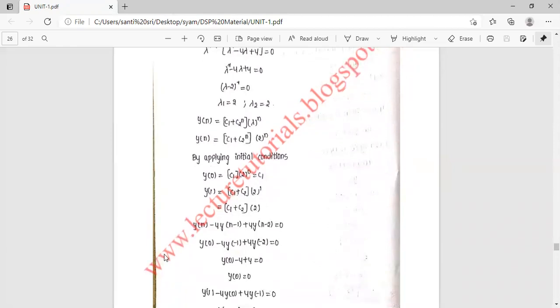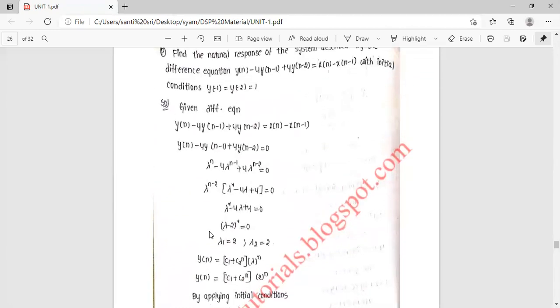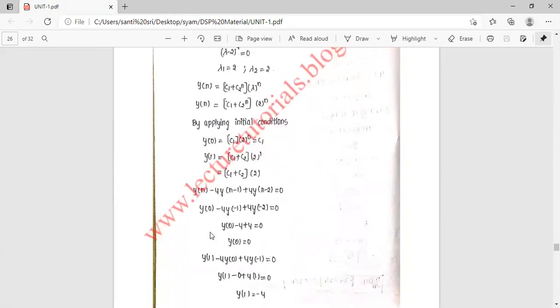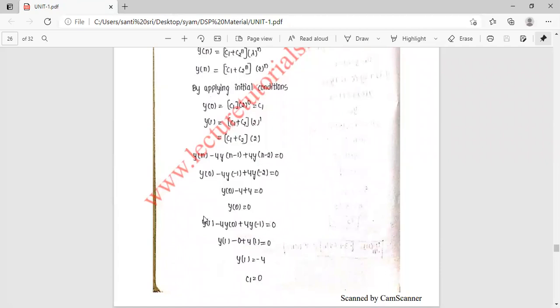Or y of n minus 4 into y of n minus 1 plus 4 into y of n minus 2 is equal to 0. This is the difference equation. So y of 0 minus 4 into y of minus 1 plus 4 into y of minus 2 equal to 0. The values of y of minus 1 and y of minus 2 are given as 1. So by substituting 1 here, 4 minus 4 plus 4 equal to 0, or y of 0 equal to 0.